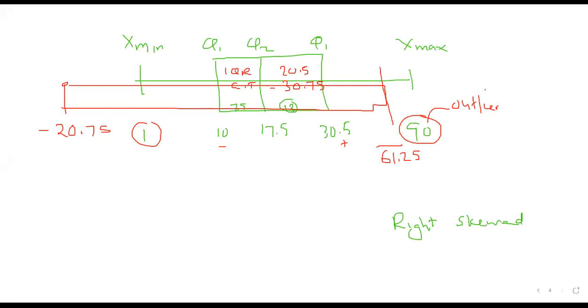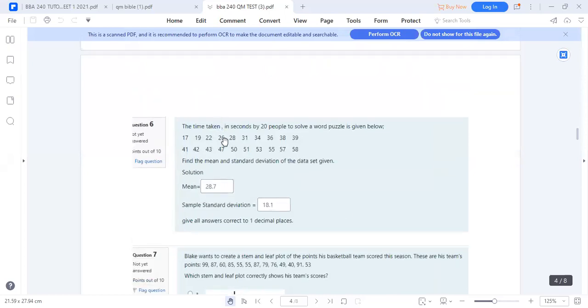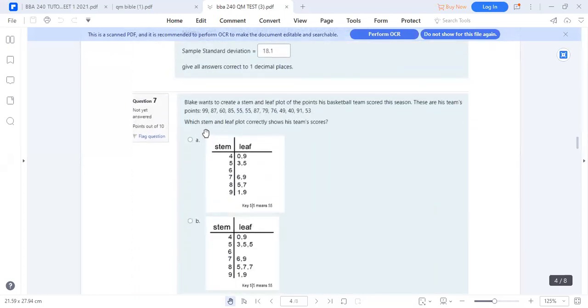So I now need you to apply what I've talked about to the first test that some of you may have. So let's look at this quiz test that your friends wrote. So we're being asked to come up with a stem and leaf diagram. So Blake wants to create a stem and leaf diagram. So there's a team points that have been given here, 90, 87. So which one of the following is true? Which one represents a true stem and leaf diagram?